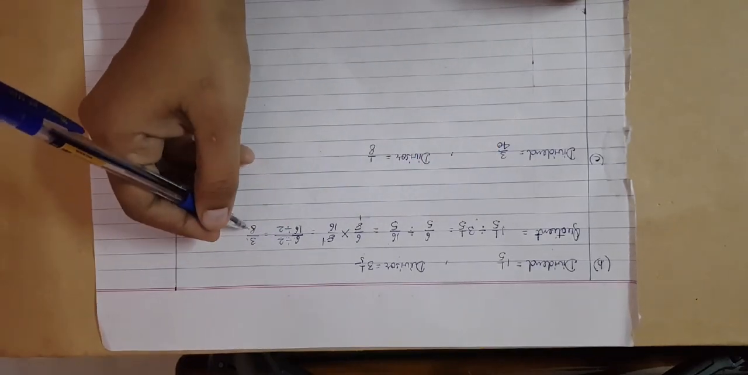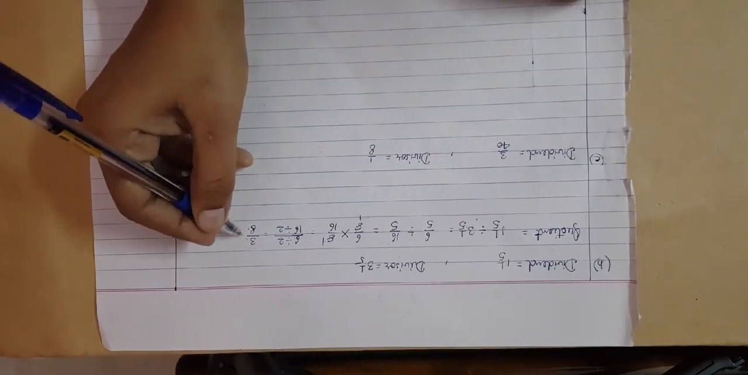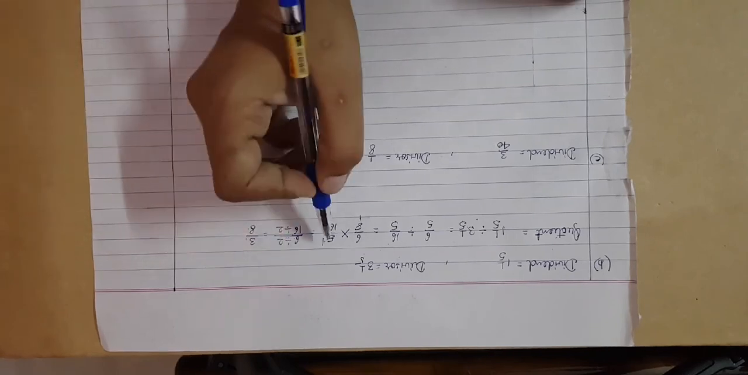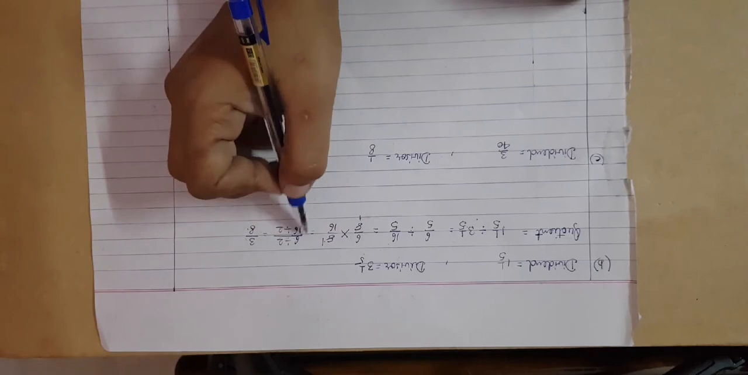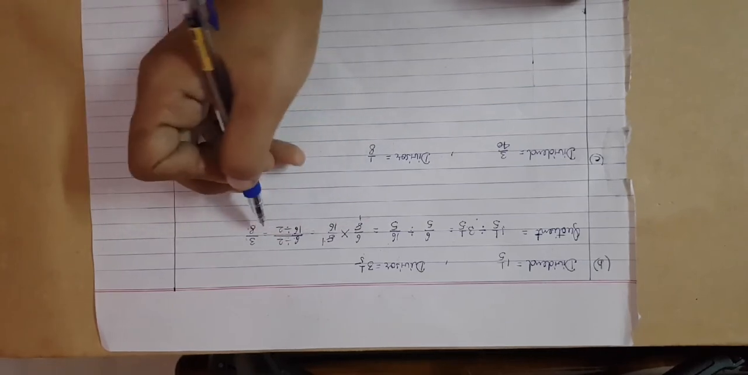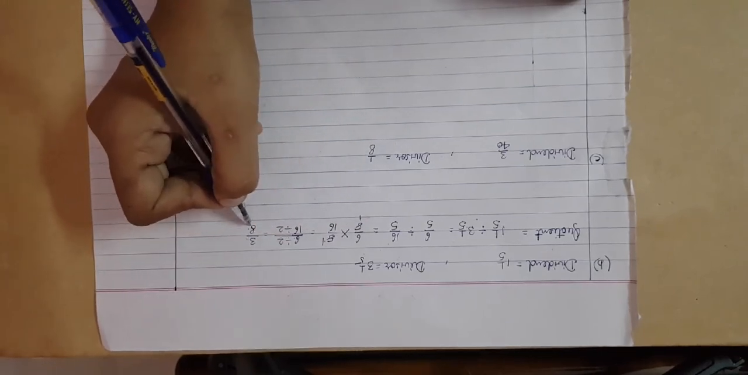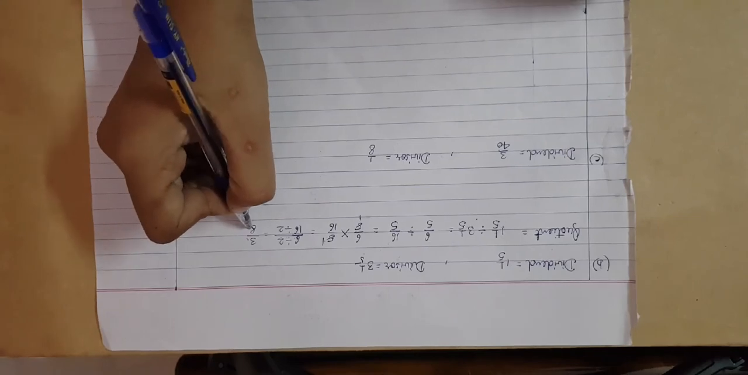Here 3 and 8 both are co-prime numbers, hence it is the simplest form, as we have cut the common factors here only. Okay, already we have cut them. So the answer will be in simplest form. So 3 upon 8 is the simplest form.